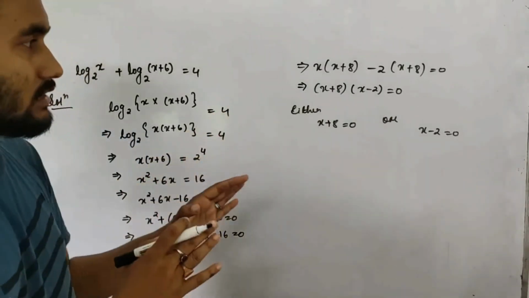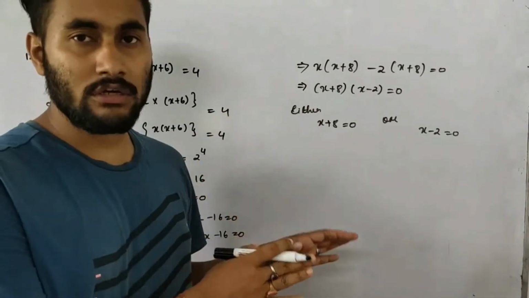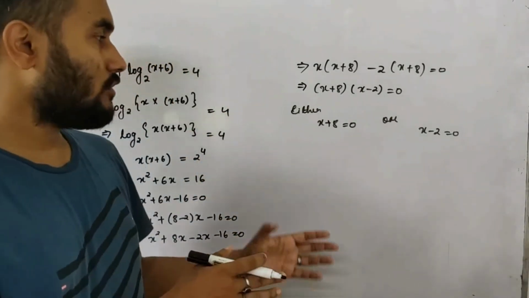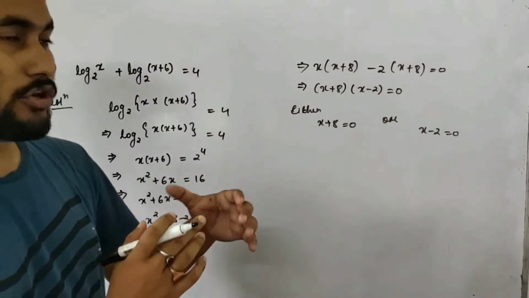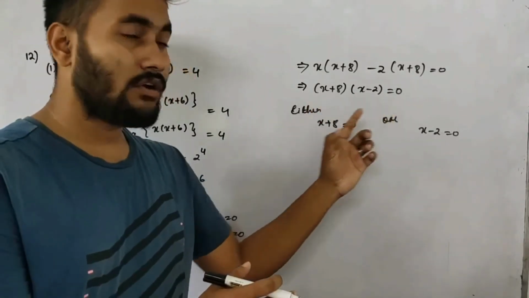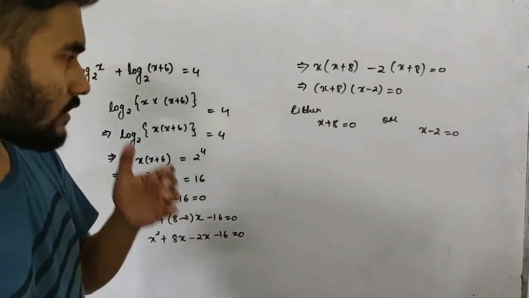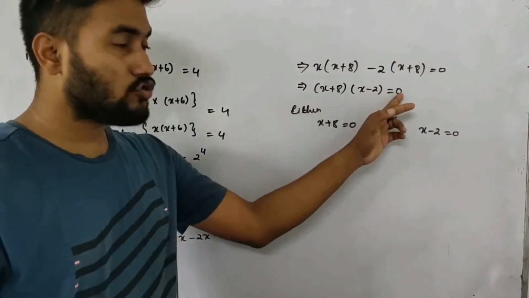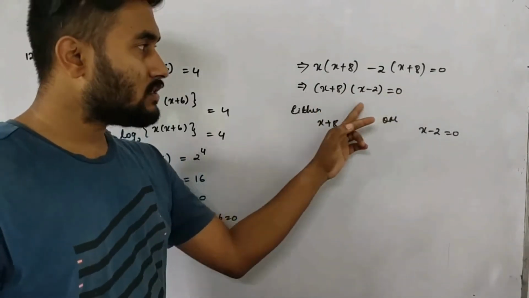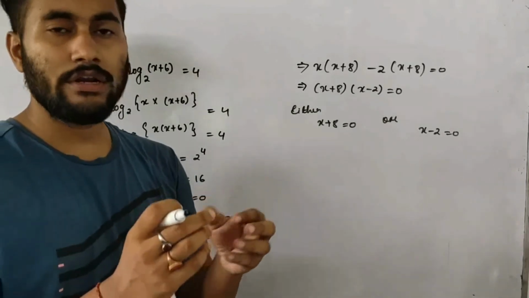You will do this in class 10 in quadratic equation factorization. You have done factorization in polynomials, but the quadratic equation till now you have not done. So just think 0 should be there. Then only either this is 0 or this is 0, or 0 into 0 is what? 0.